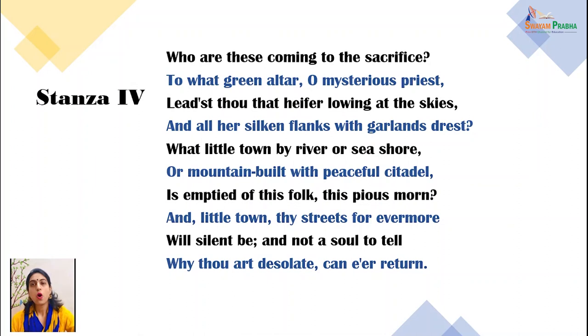In the next three lines, he addresses the town and says that, little town, your streets will remain silent forever now, and there shall be not a soul to tell where the people are, and why you, that is the town, are desolate or isolated, and if the people will ever return to this place. Thus, the poem now has a melancholic tone. And this stanza shows how art can stir the poet's imagination, that he can see what is not shown there.